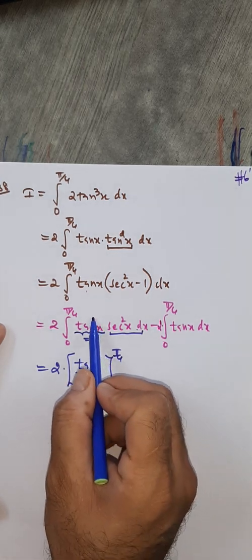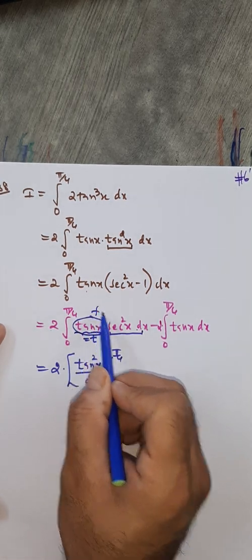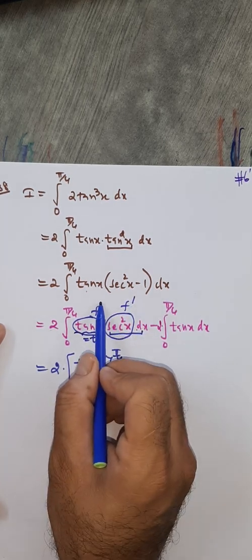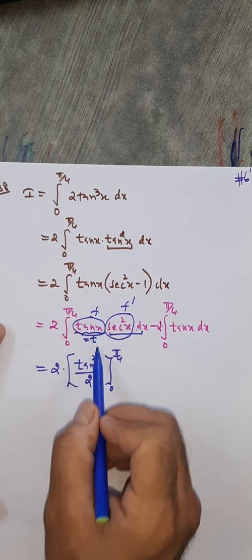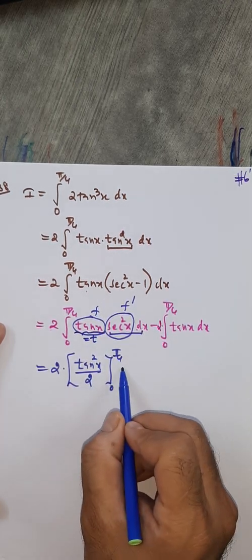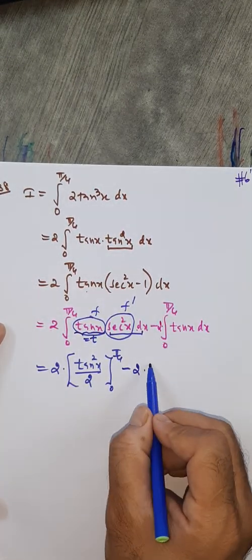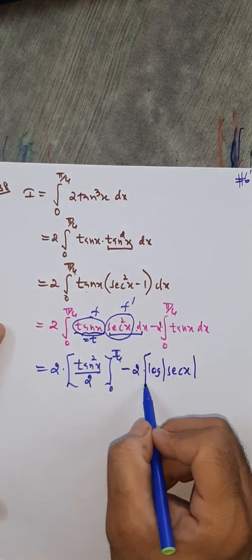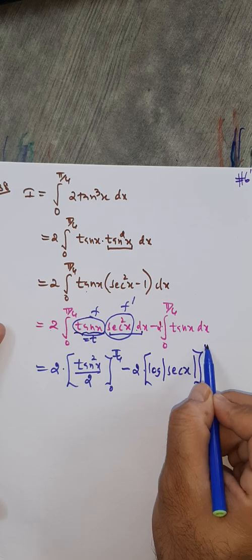You can even do it directly also. You take this as f, then this becomes f dash. So if you remember, raise the power by 1 here. The power is 1, so it becomes 2. That's another way of doing this. 2 into log of mod of sec x. You know, this is a very standard formula. Limits are from 0 to pi by 4.